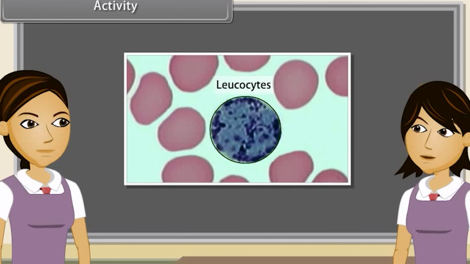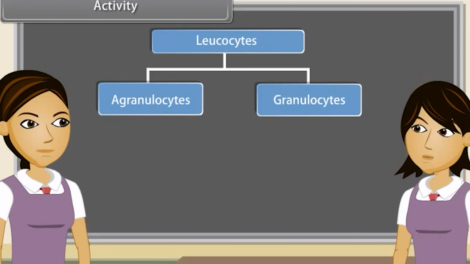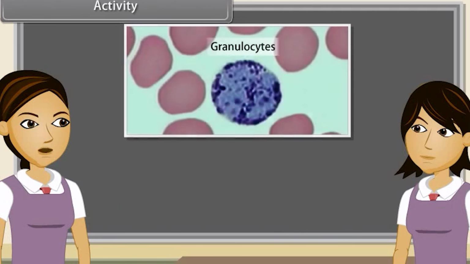Leukocytes are amoeboid, nucleated, and whitish. They are larger in size but less in number. They are of 2 types. Agranulocytes are without granules and have a non-lobed nucleus. These are of 2 types, monocytes and lymphocytes.